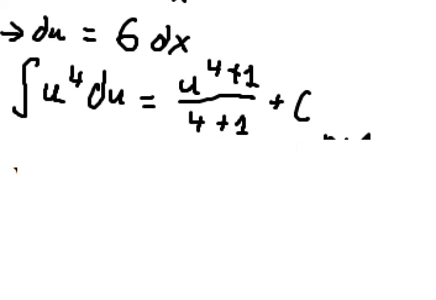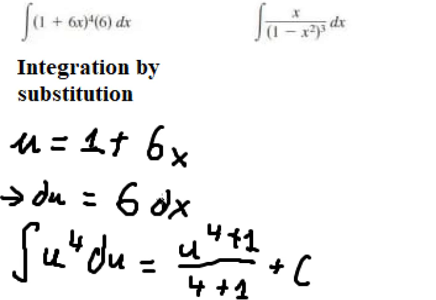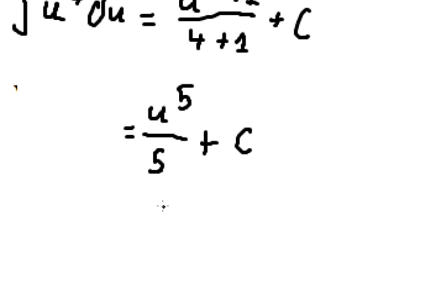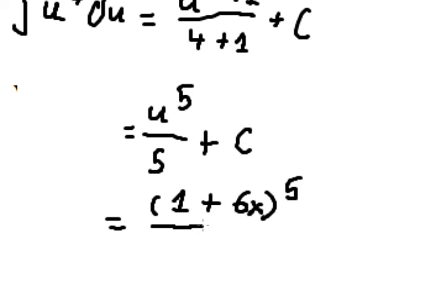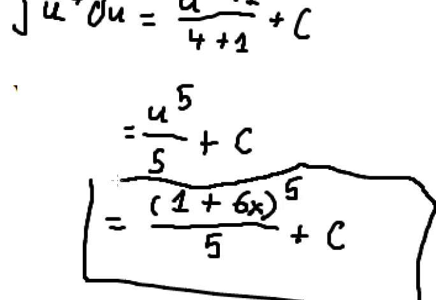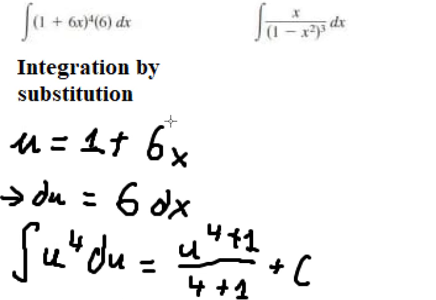Now we simplify. 4 plus 1, we have number 5, and number 5 in here. For u, that is 1 plus 6x. And this is the final answer we need to find in here. Now let's go to the next one.